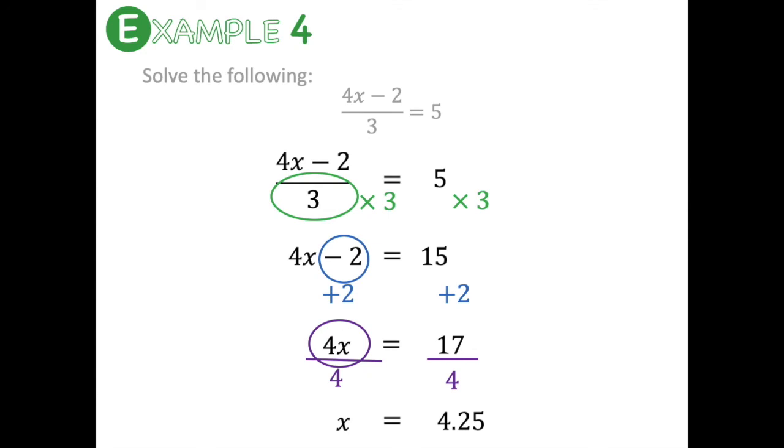So that's a recap of the solving linear equations that were covered in exercise 5.3. If you have any questions or need further help, go and have a look at the videos covering exercise 5.3 in the previous page.